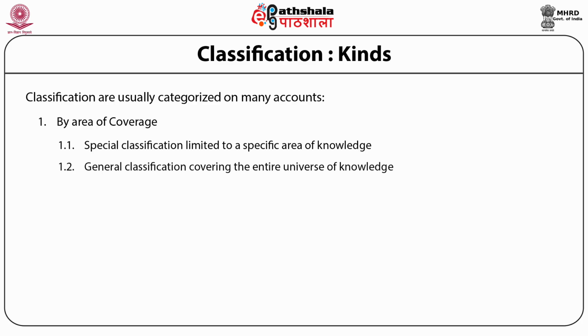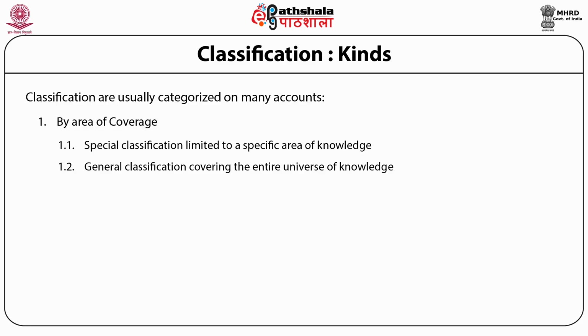And the second, of course, is general classification systems, which are characterized by covering the entire universe of knowledge. In library classification, they were the first to emerge. They cover the entire world of knowledge. Examples are the Dewey Decimal Classification, Universal Decimal Classification, Library of Congress Classification, Colon Classification, and so on.